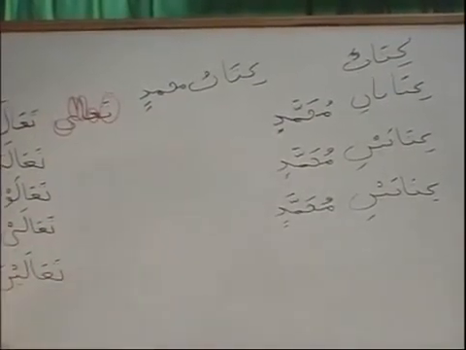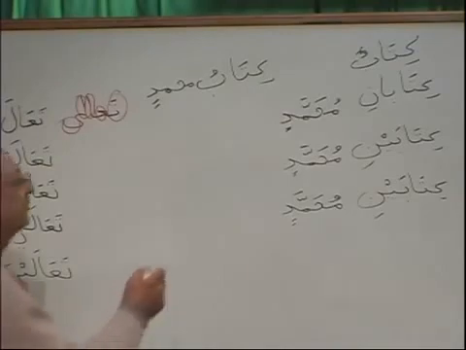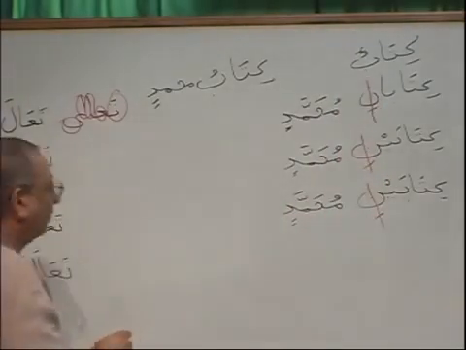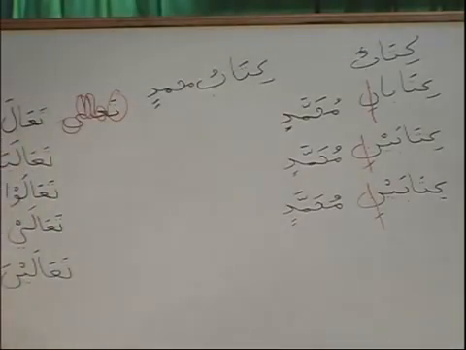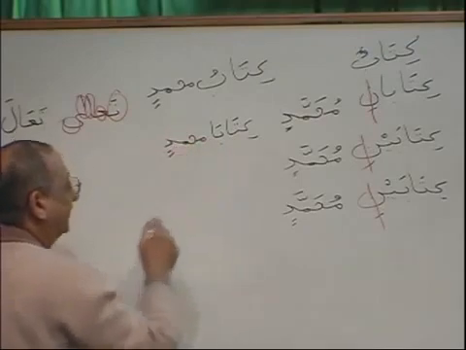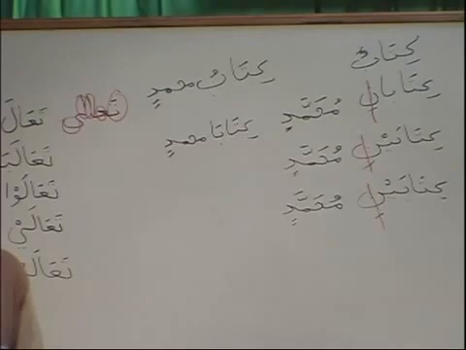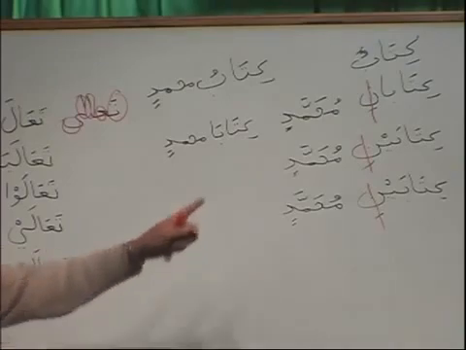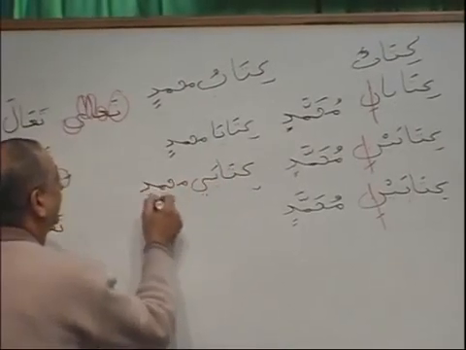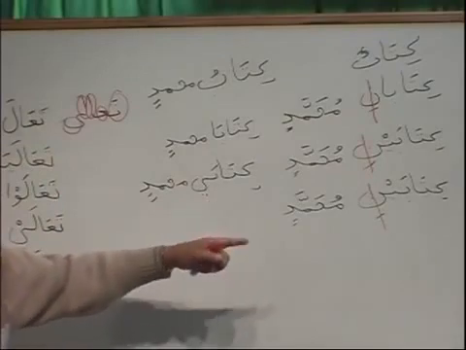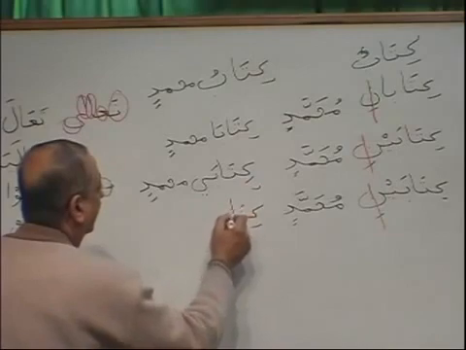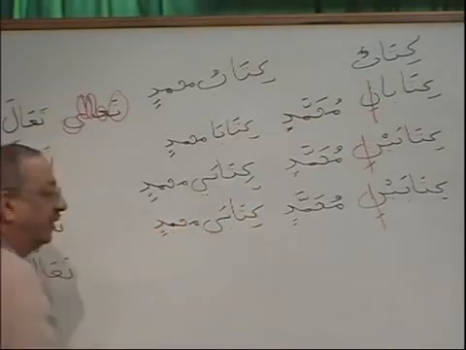Now I will say kitabani. And now make it into mudaf, mudaf ilayhi. Then, brothers and sisters, I have to drop this noon, and the noon here and here also. So what will it become? Kitaba Muhammadin. That's all, brother. Kitaba Muhammadin. Is kitaba marfu', mansub, or majroor? Marfu'. What is the sign of its marfu'? Alif. Okay, here what will happen? Kitabai Muhammadin. Now, is it majroor or mansub? Both have the same sign, so it's mansub, and here we say kitabai Muhammadin. Are you with me, brothers and sisters?